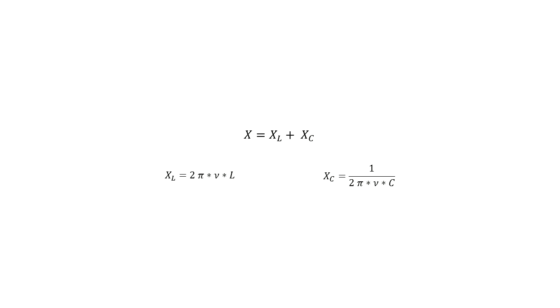Inductive reactance XL, from the induction effect, and capacitive reactance XC, from the capacitance effect, form the reactance X. X is XL plus XC, where XL is 2 times pi times nu times L, and XC is 1 over (2 times pi times nu times C). L is the inductance, measured in henries, of the material used, and C is its capacitance, measured in farads.